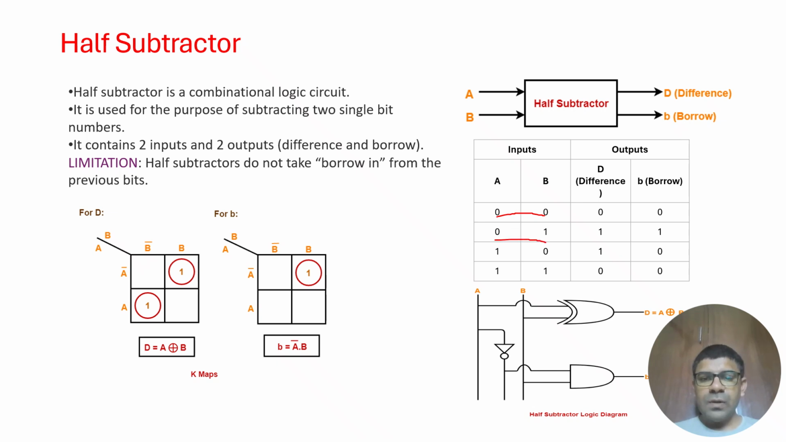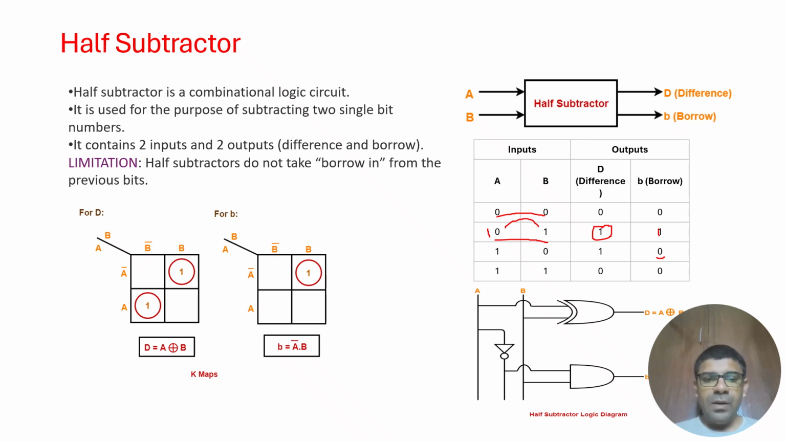Then 0 minus 1. Obviously we cannot do 0 minus 1, so in that case we are getting a borrow, so borrow is 1. This 0 will be converted into 10, so 10 minus 1, the difference will be 1. Next, 1 minus 0, obviously difference is 1. We didn't get any borrow, so borrow is 0. Next, 1 minus 1, obviously borrow is 0 and difference is also 0.